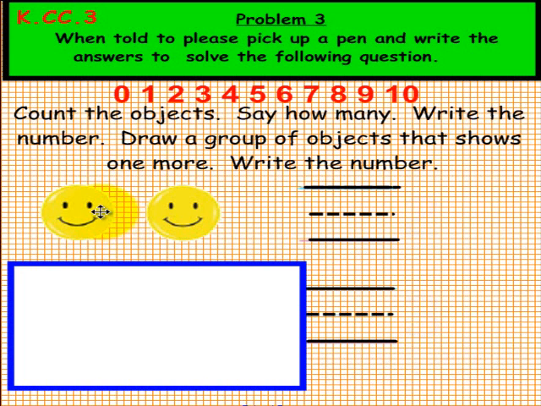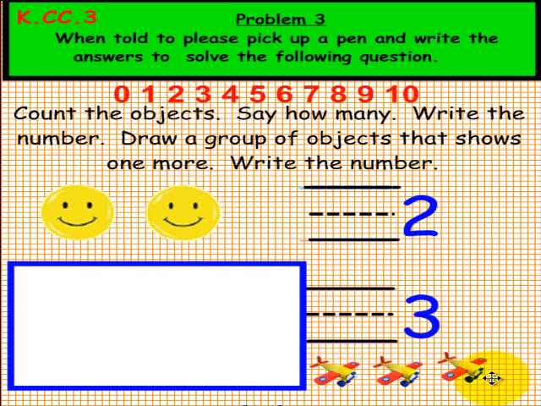Okay, for the first one we have 1, 2, so you should have written the number 2. And if this is going to be one more, whatever object you have in here should be 3 of them. And we have 3 airplanes just to show you what we did. So whatever you have, 1, 2, 3, it should match our number 3. If your answers match ours, that is superior.